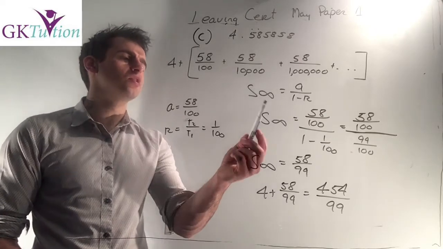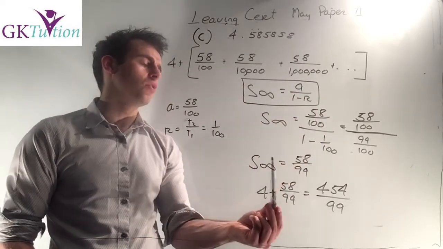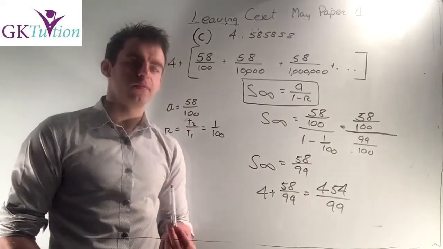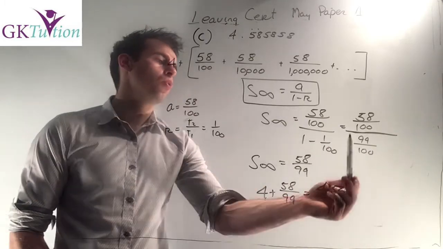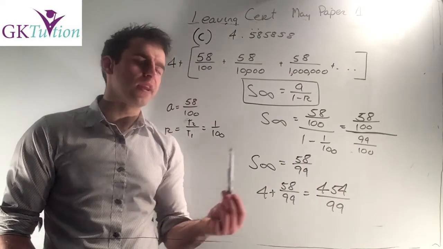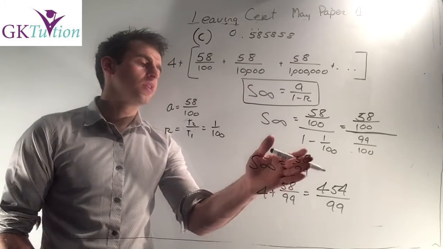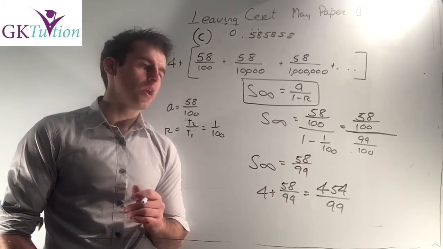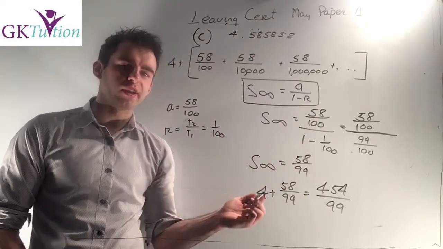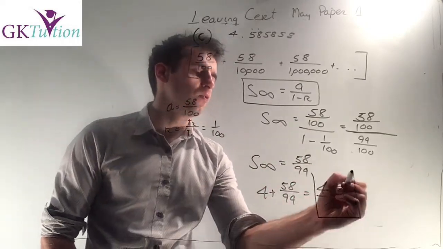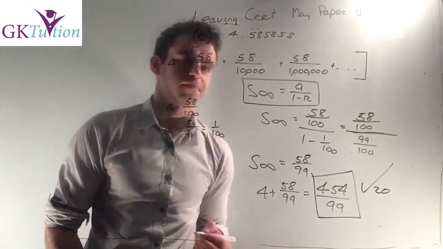Once you have a and r, you can sub into the formula for S infinity. S infinity is just 58 over 100 divided by 1 minus 1 over 100. 1 minus 1 over 100 is 99 over 100. Your 100s cancel, and you're just left with 58 over 99. So if the question had just been 0.58 recurring, that's the same as 58 over 99. To accommodate for the 4 at the front, you literally just take that answer and add 4. Plug it into your calculator, and your final answer is 454 over 99. And there's 20 marks going for that one as well.